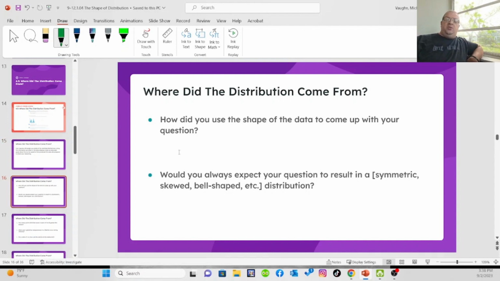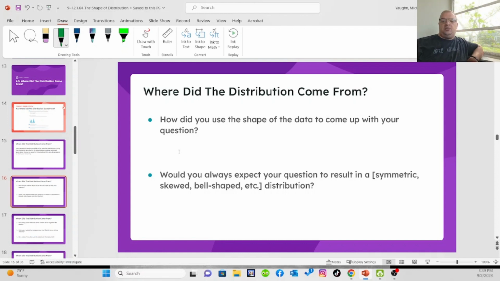Some things that you can think about. How do you use the shape of the data to come up with your question? So think about what it means. If I have a bell shape, then that is saying that the majority of people are going to give me the answer that's in the middle, and then I'm going to have a few people that give me the answers on the extremes.